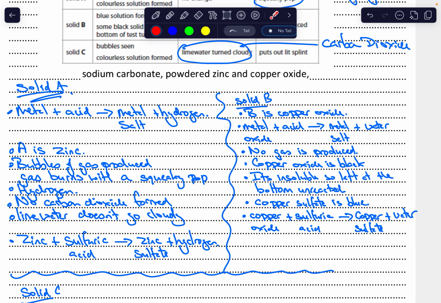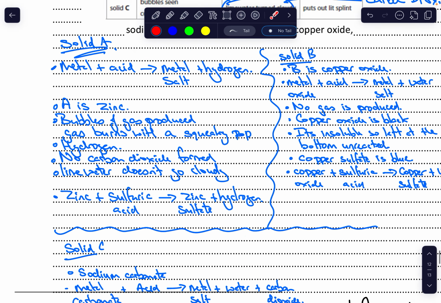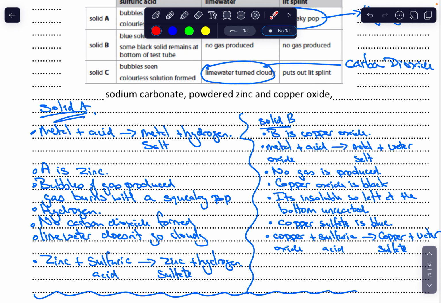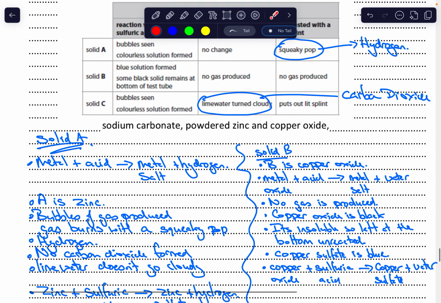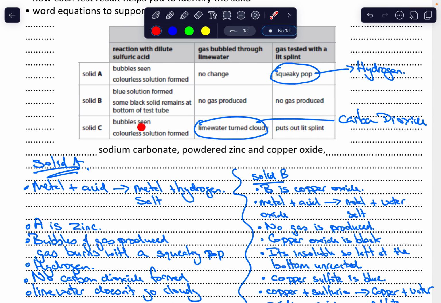And the final one, C. C must be the sodium carbonate. We've not done that. Let's just check why. So here, again, we've got bubbles, so gas is being produced. The gas goes through lime water, it turns cloudy. So if you're getting carbon dioxide produced, because it goes cloudy, you must have a carbonate reacting. This is the only one with a carbonate that is reacting.